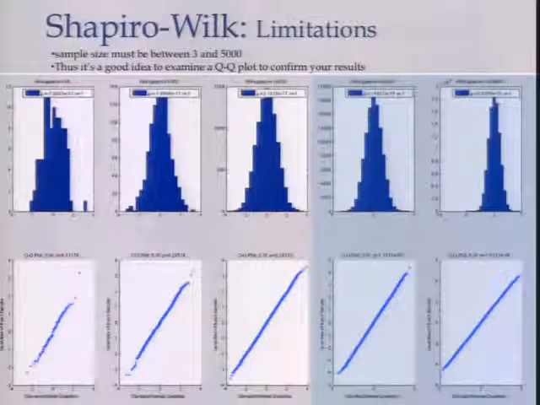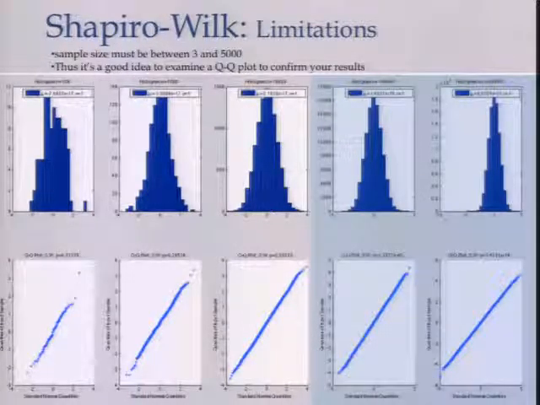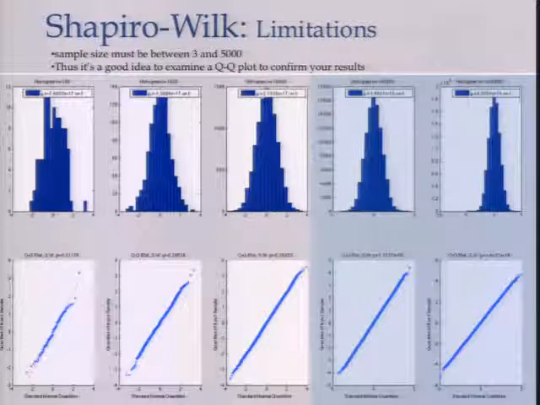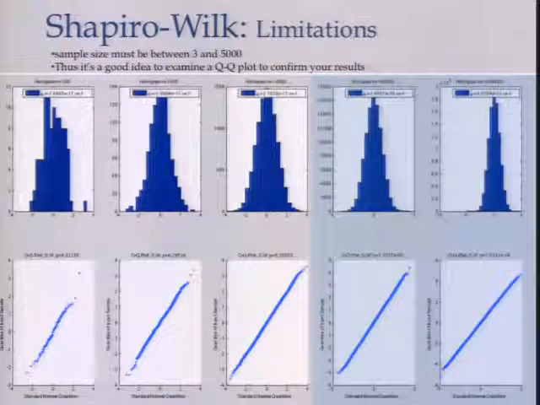So there are some limitations to these tests, well, to the Shapiro-Wilk test. Namely, the size of the sample must be between 3 and 5,000. Therefore, it's a good idea to also look at QQ plots to confirm your results. And it's important to remember the caveat that these tests are much more sensitive to departures from normality when the sample sizes are large than when they're small.